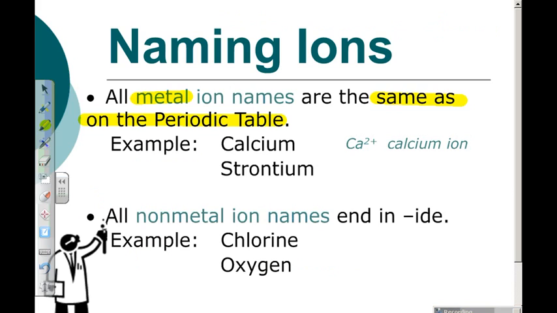Strontium would be the same way. It's another metal. It would just be called strontium ion. Notice the charges on there, and we'll talk about where those came from in a minute.